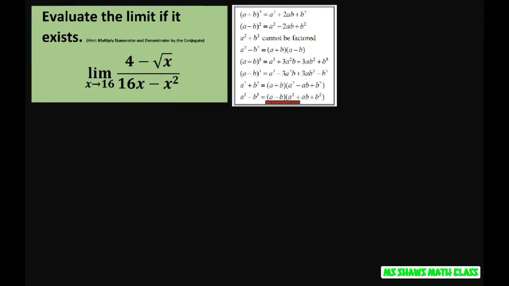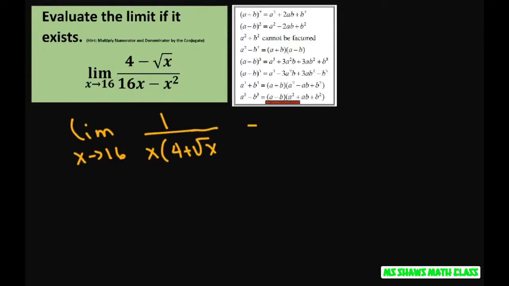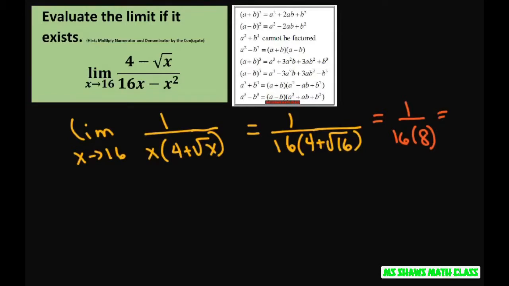So let's do that. We're going to have the limit as x approaches 16 of 1 divided by x times 4 plus square root of x. Now, all you have to do is, this is going to be 1 on the numerator, and then plug in 16 for the x's. So 16 times 4 plus square root of 16. And this equals 1 divided by 16 times 8, which equals 1 divided by 128.